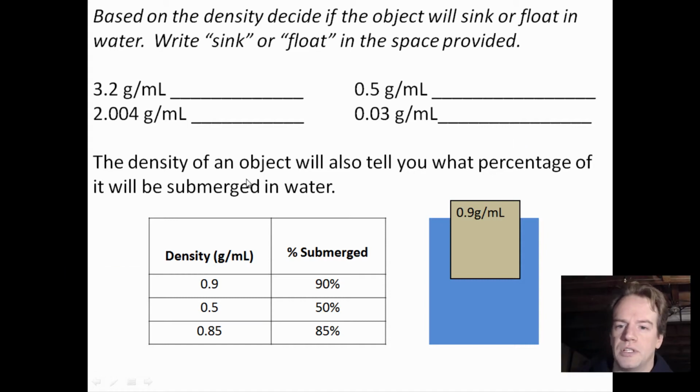The density of an object will also tell you what percentage of it will be submerged in water. So if something has a density of 0.9, we know that in water with a density of 1, 90% of it will be submerged. If it has a density of 0.5, 50% of it will be submerged. 0.85, 85% of it will be submerged. So we can tell how much of something will be submerged based on its density in grams per milliliter.